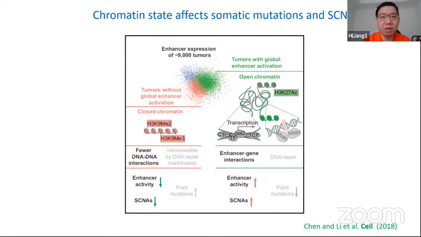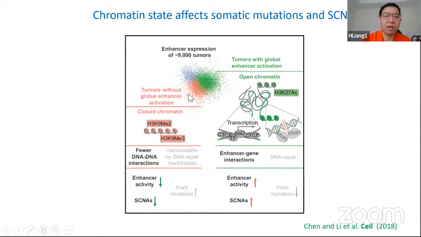For nearly 9,000 tumors, we can classify them into tumors with global enhancer activation. They usually have open chromatin, and because of this open chromatin, they have a lot of gene-enhancer interactions. As a result, they have increased copy number. On the other side, they have active DNA repair, so they have fewer point mutations.